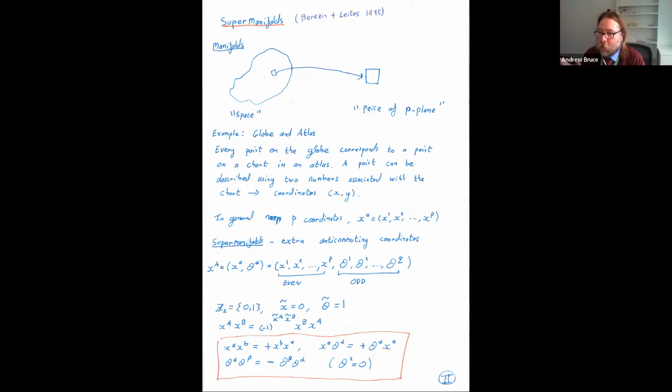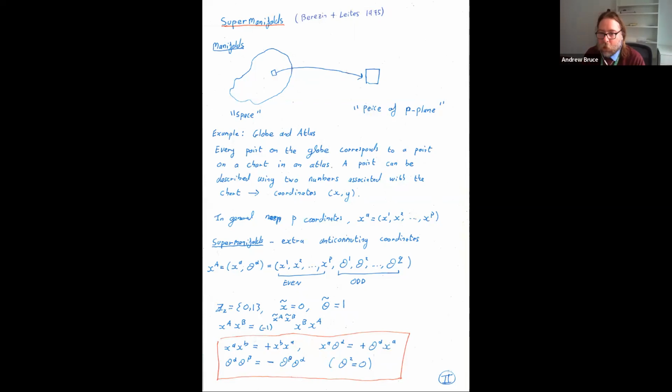So a manifold is essentially that. I have some space, and every point, with respect to some charts in an atlas, I can assign to it a list of numbers, the coordinates. In general, I need p coordinates, so that's why I'm using this p plane. For every point I have a chart associated with it, and I can list p numbers that tell me this point. So that's the basic idea of coordinate geometry in manifolds.